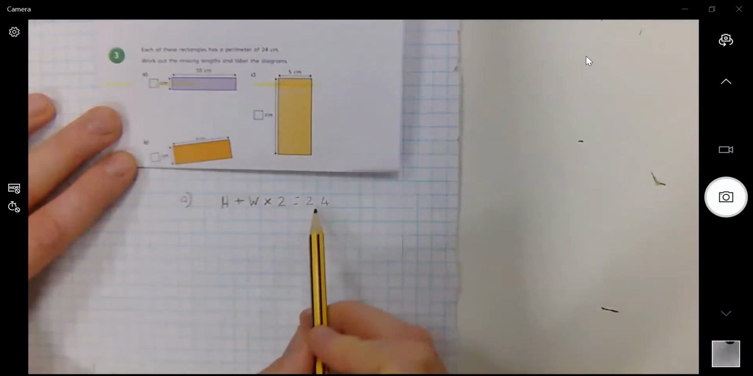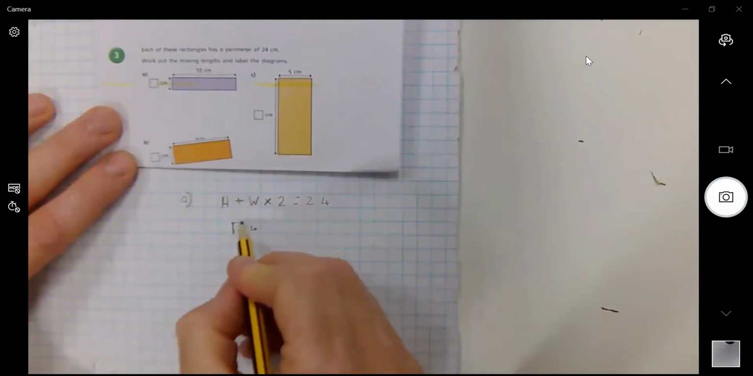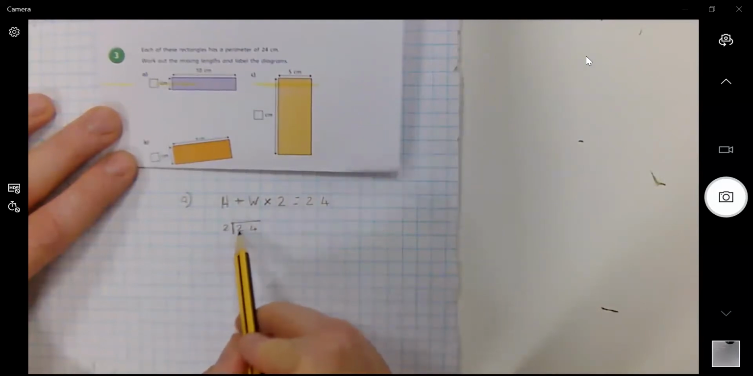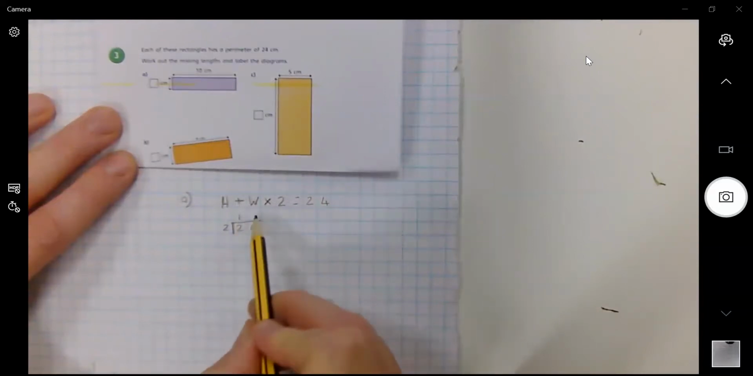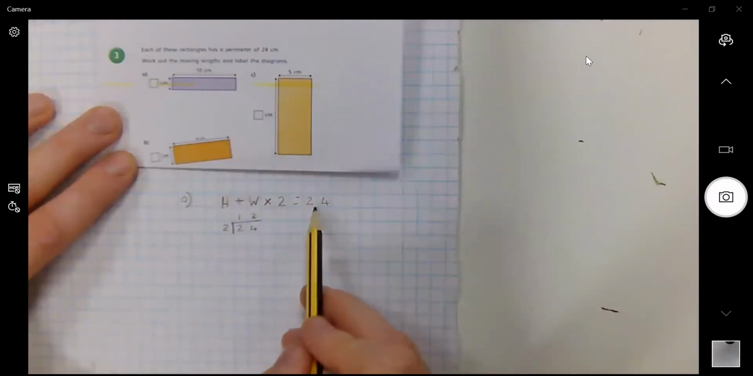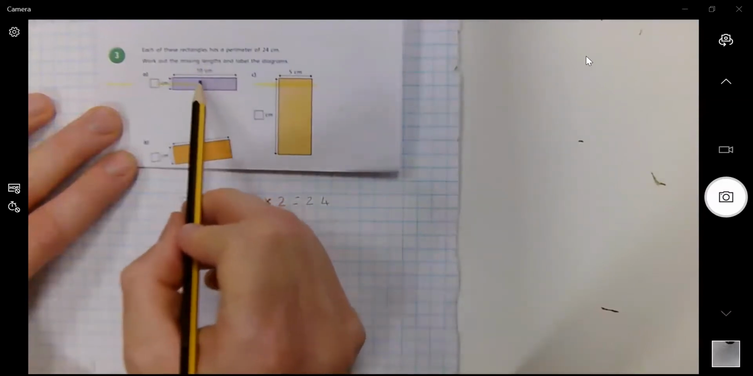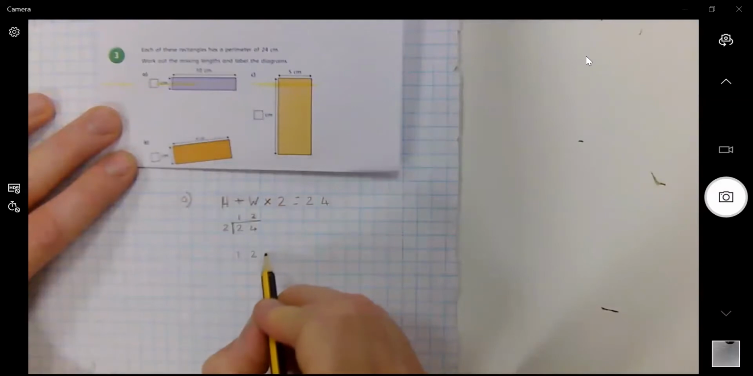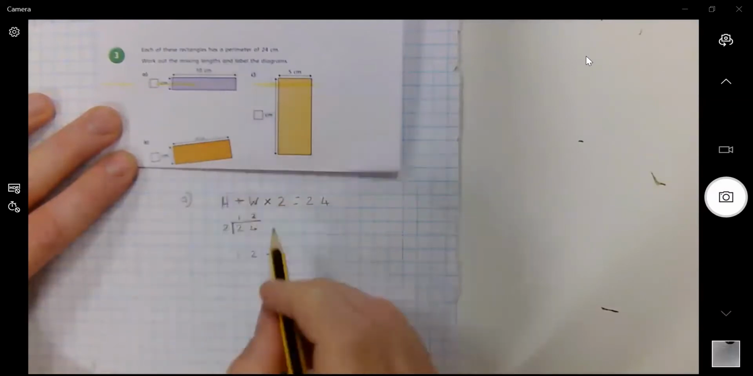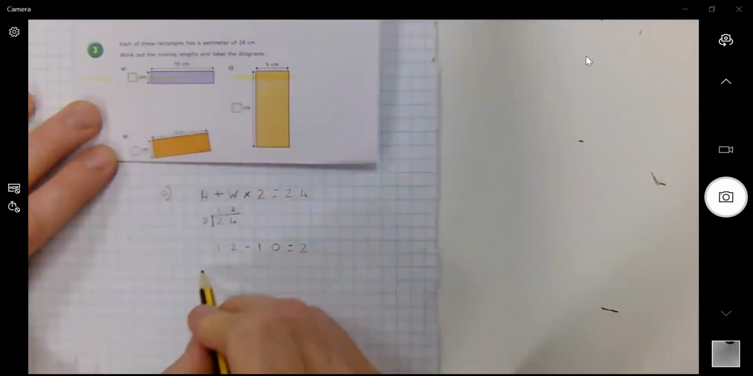So what we could do, we could divide 24 by 2. So we're going to use our formal method. So 2 divided by 2 gives us 1. 4 divided by 2 gives us 12. So we've worked out what half of 24 is, which is 12. So what can we do with 12 now? We know our measurement here is 10 centimeters. So I can subtract 10 from 12, which will give me an answer of 2. So my missing measurement is 2 centimeters.